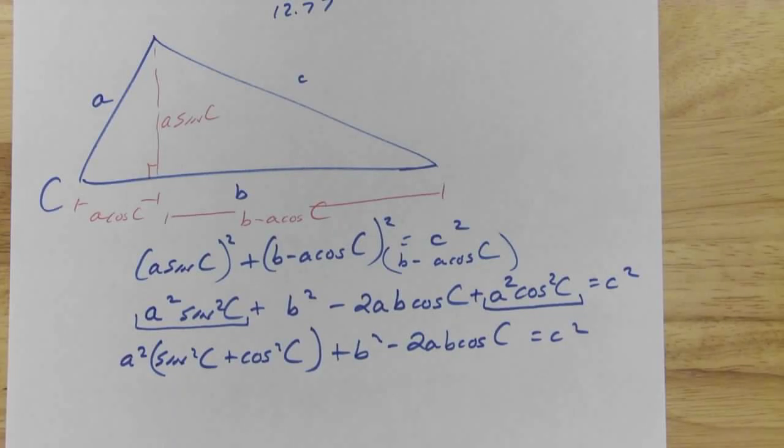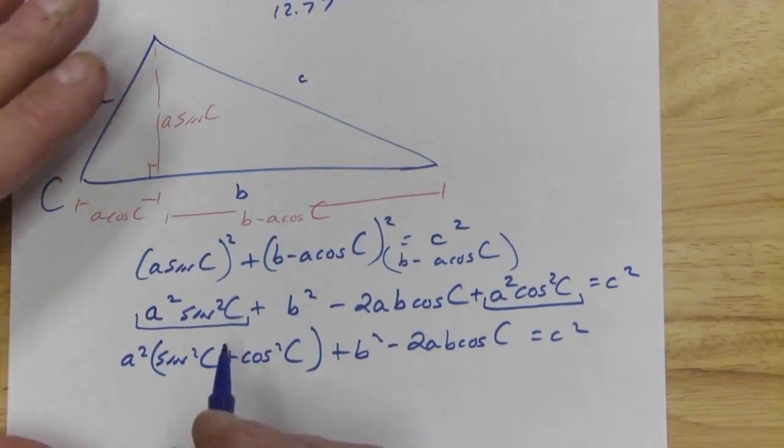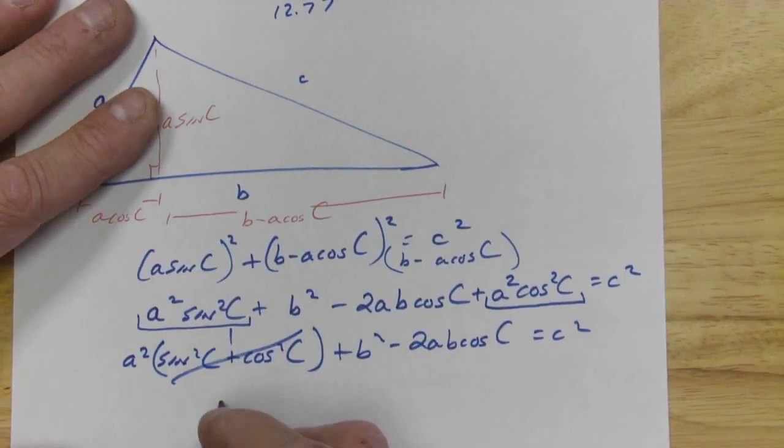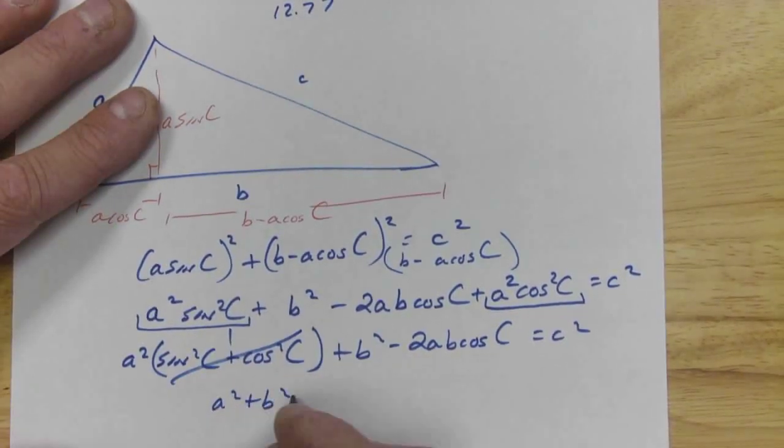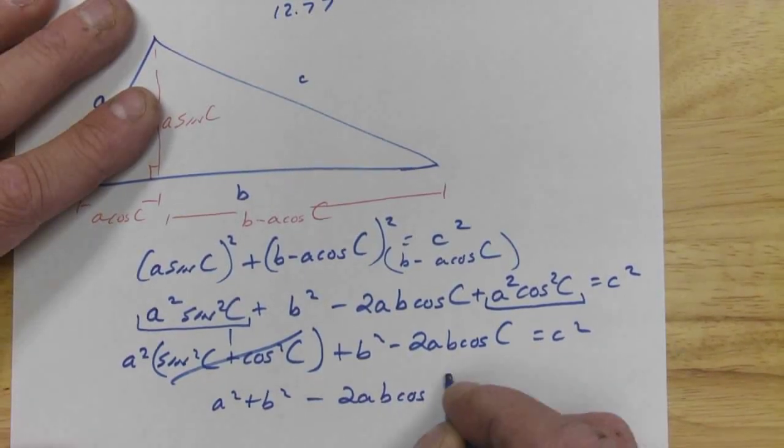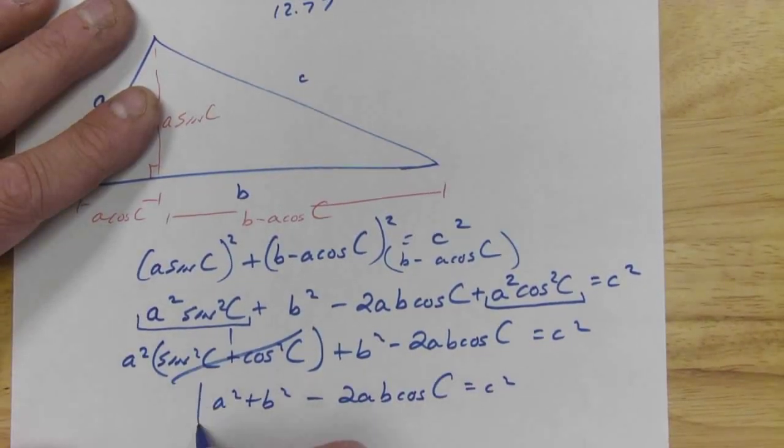You with me? Yeah. Hear me barking? Good. So what's sine squared C plus cosine squared C? 1. That was our first trigonometric identity. So then what we have: A squared plus B squared minus 2AB cosine C equals C squared.